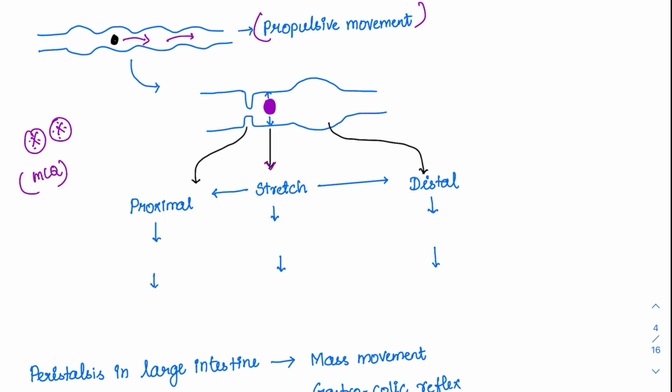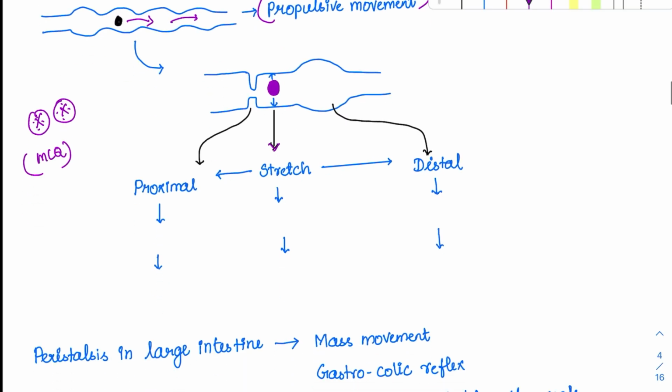This stretch will activate what type of neurons? The stretch will be sensed by the muscles. And what is the plexus present in the muscles? It is our myenteric plexus. So our myenteric plexus will get activated, and at that region it will produce one neurotransmitter which many of you fail to learn. That neurotransmitter is serotonin. Serotonin is released at the site of the stretch. This is very, very important. I am stressing it again and again. At the site of the stretch, serotonin is released.